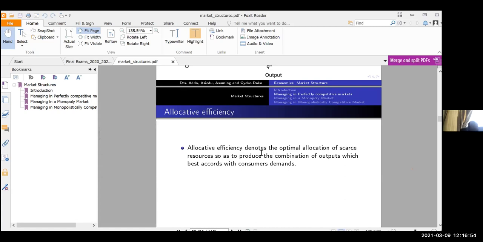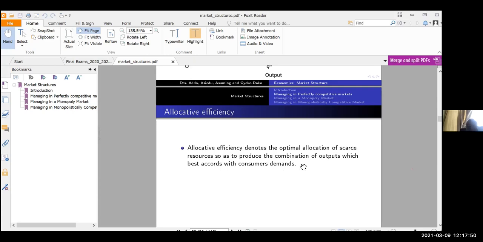So I have 10,000 to start a business. I have a scarce resource. So as to produce the combination of outputs which best accords with consumer demands. Allocatively, how do I allocate my 10,000 in such a way that I'll produce a good that has the highest demand? If I'm inefficient, I'm going to use my 10,000 to try to produce a car, and I can buy even a screwdriver. But if I acknowledge my scarce resources, then I will allocate it in such a way that I'll produce, I don't know, sachet water, that has some demand in the market.